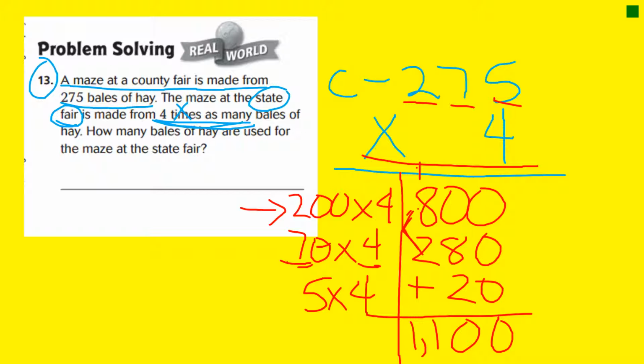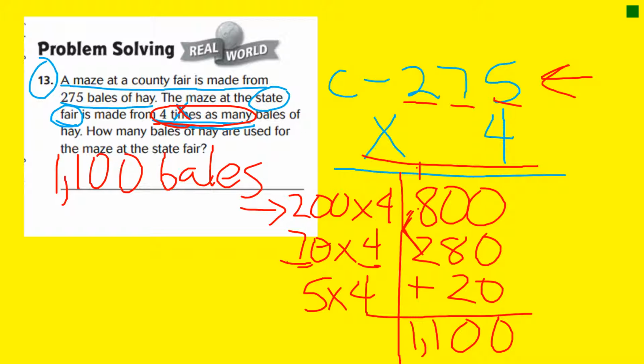Okay? So let's see here. 275 at the county fair. The state fair used 4 times as many. They used 1,100 bales. Oh, that kind of looks like a 6. Bales, you can write of hay if you must. Of hay. Okay? Great work, guys.